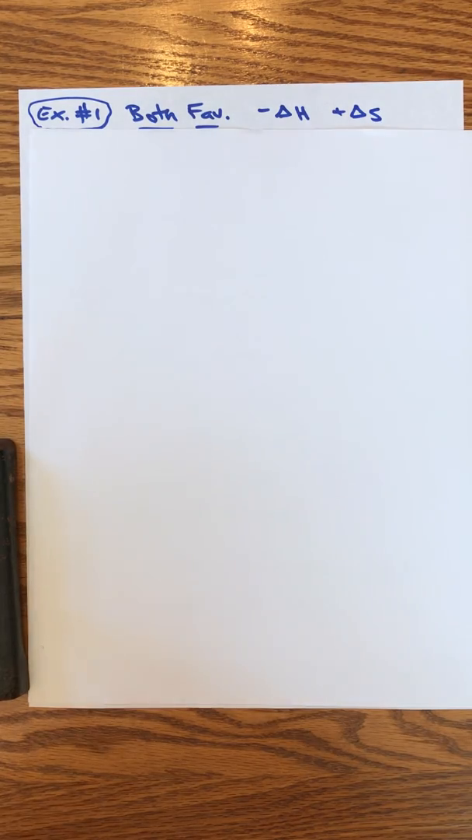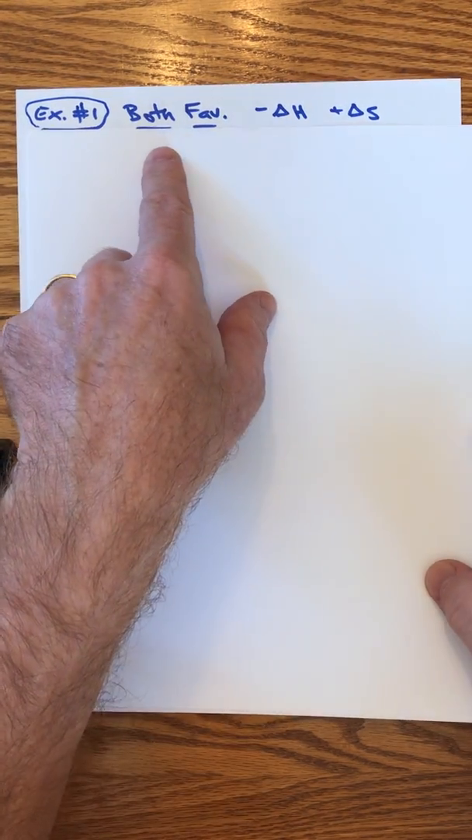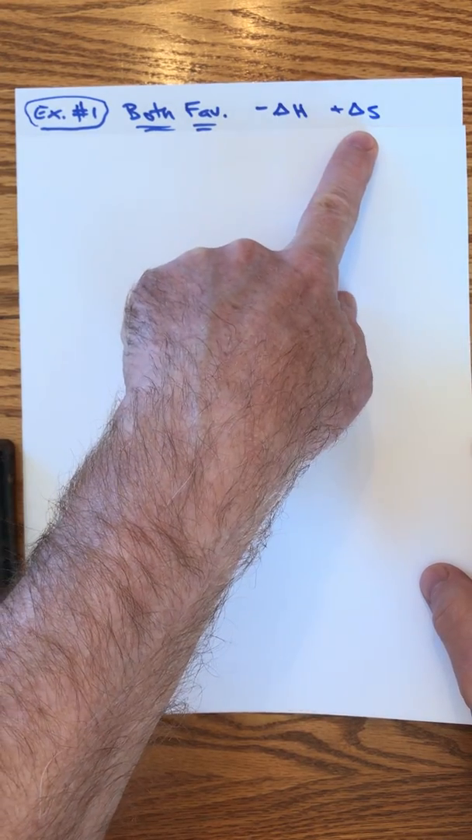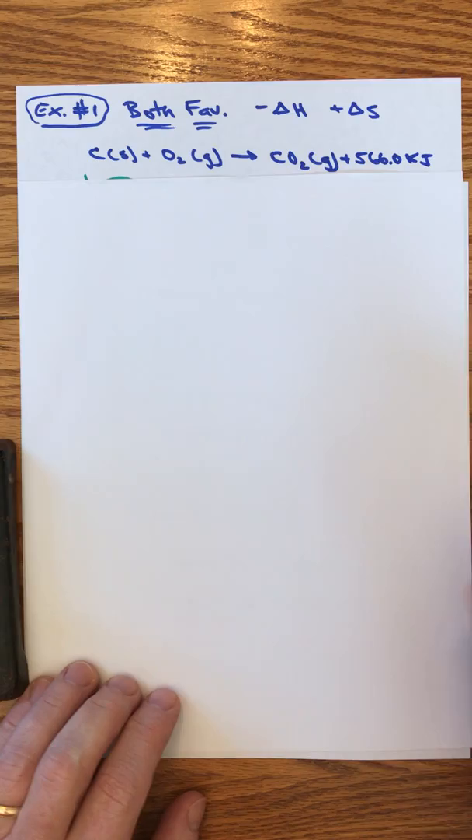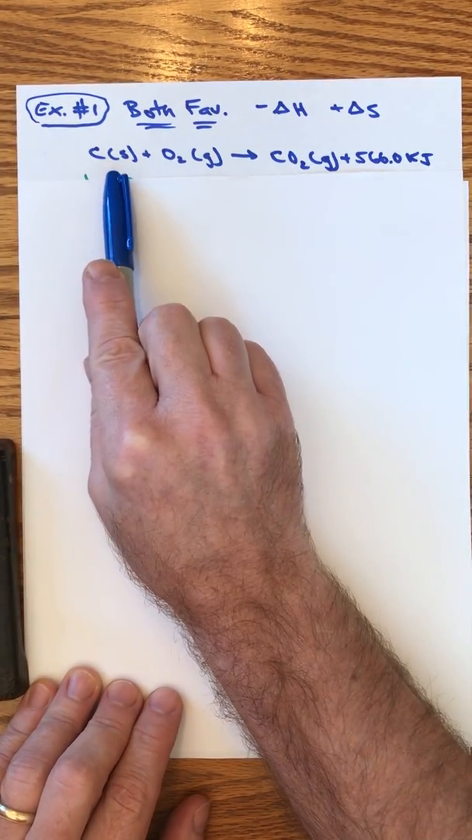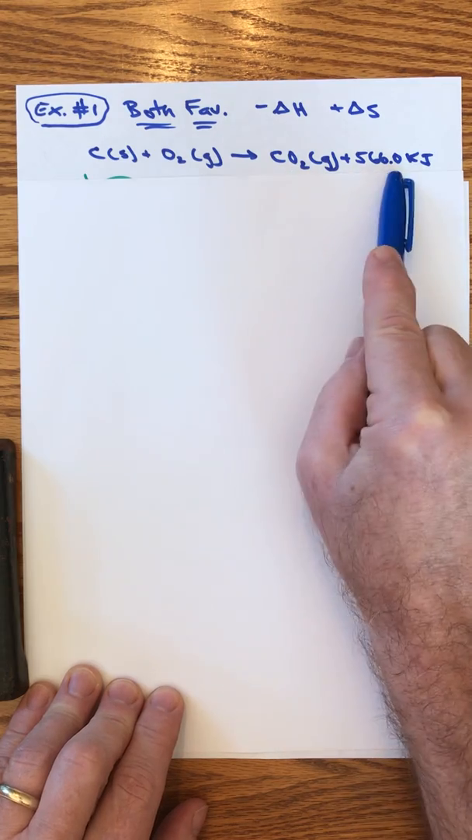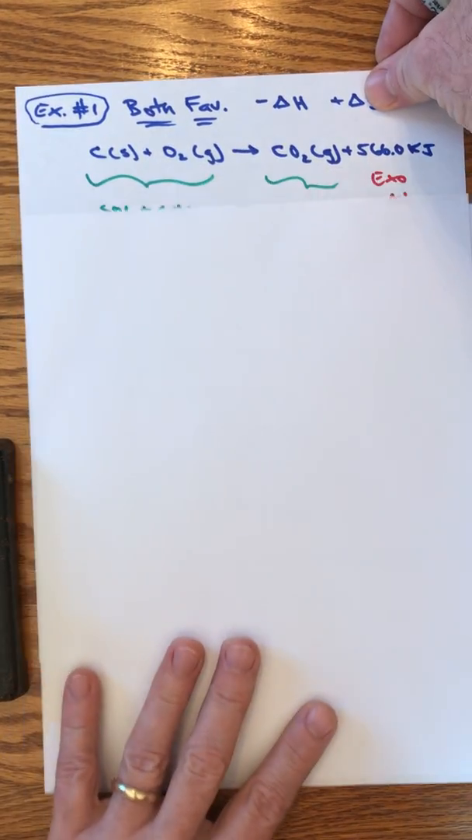Okay, first possible combination for changes in entropy and enthalpy. If you have them both favorable, you're releasing energy, an exothermic reaction in which things become more chaotic. Consider something like burning coal. Solid carbon plus gaseous oxygen gives you gaseous carbon dioxide and 566.0 kilojoules of energy.